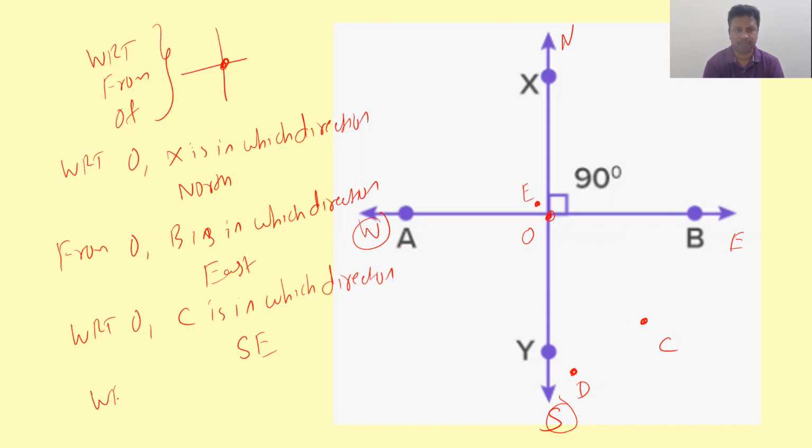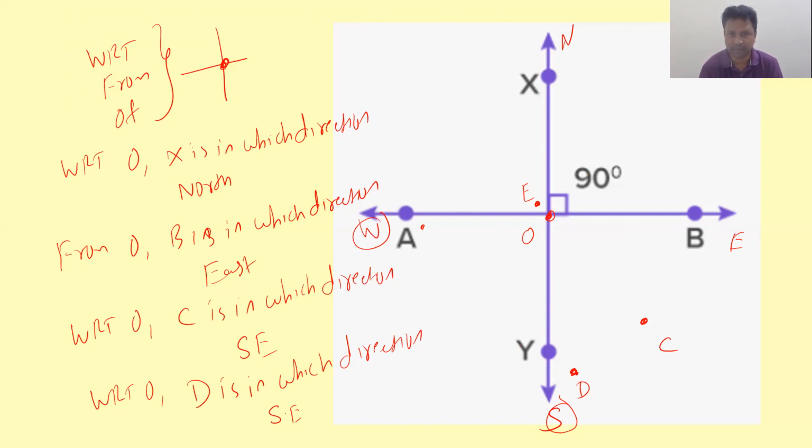Suppose with respect to O, D is in which direction? Here the point is D. You should not say it is south. You want to say southeast, because if the point is on the horizontal line or vertical line, you call it a cardinal direction. If the point is exactly on the horizontal line or the vertical line, only then you represent it in the cardinal direction, that is the principal direction.